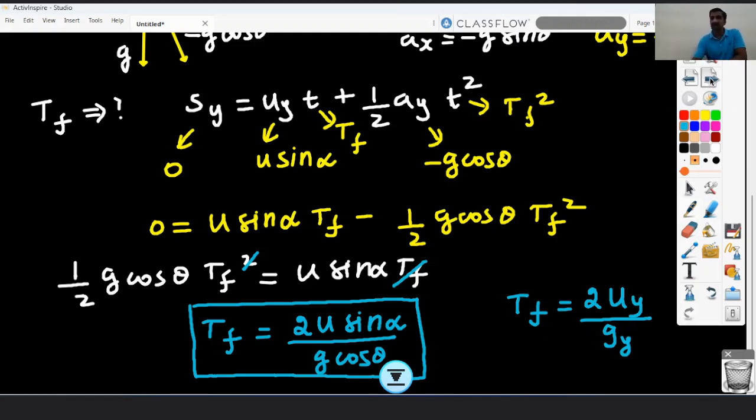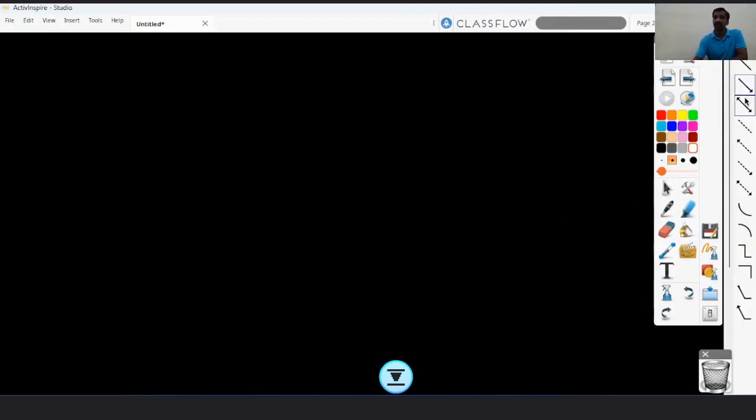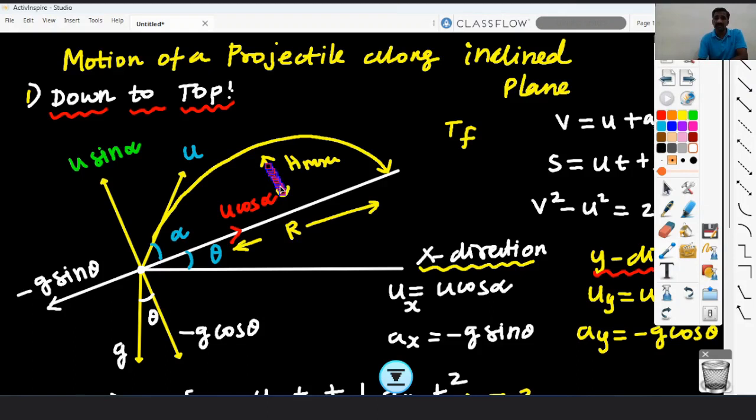And now we are going to find out h maximum. I already told you, what is the maximum height attained by the projectile? Here, the time of flight is for the entire journey from the point of projection to where it hits the ground, the time it has taken. And h maximum is the maximum vertical displacement.